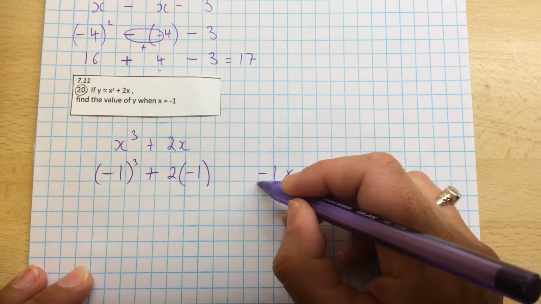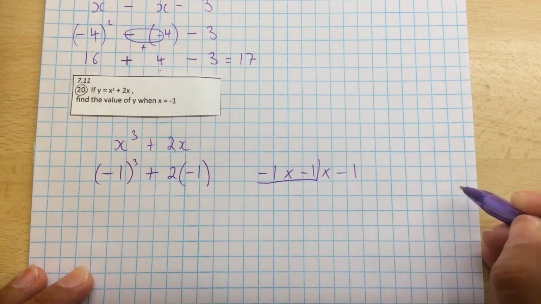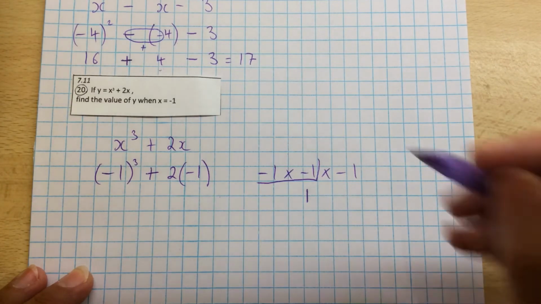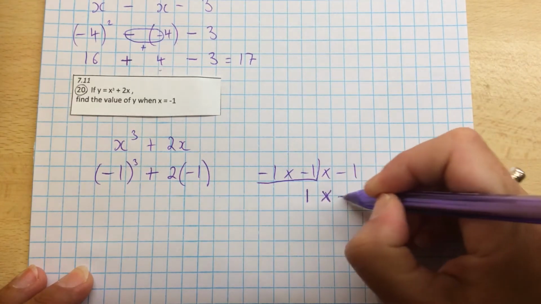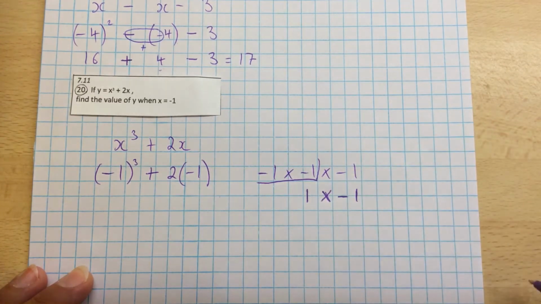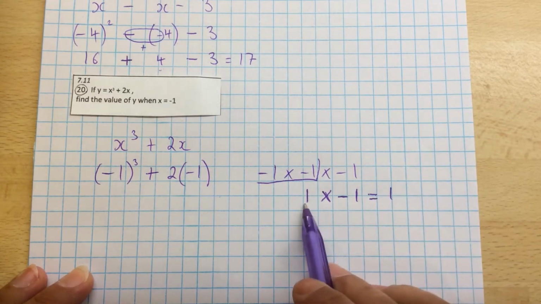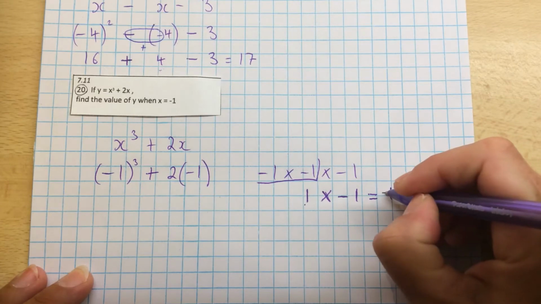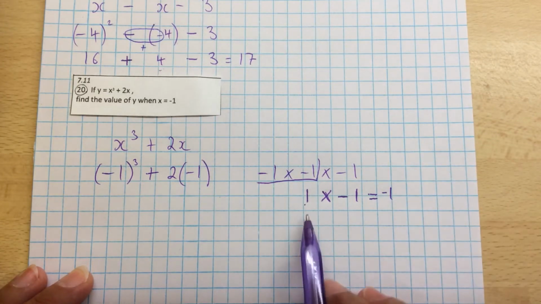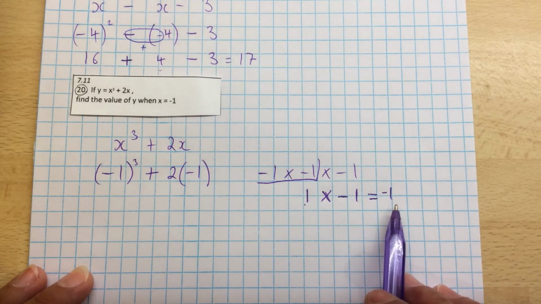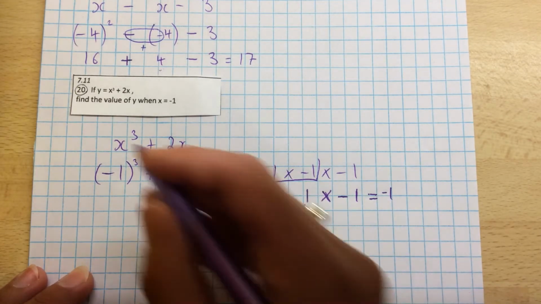Negative 1 times negative 1 is positive 1. Minus times a minus is a plus. Then you've got to multiply again by negative 1. So 1 times 1 is 1. 1 times negative 1 is negative 1, because a positive number times a negative number is a negative number. I hope you followed that. So all that amounted to negative 1. So let's put them in.